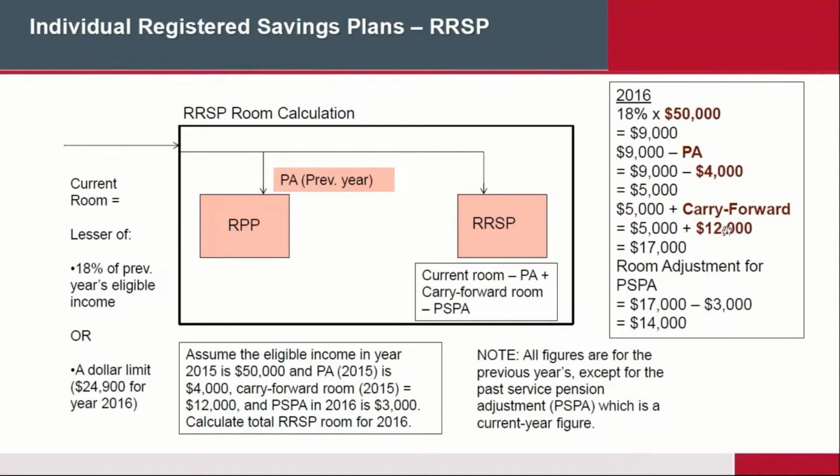So you don't lose the carry forward. It just keeps on multiplying year after year. So therefore, it's a plus. If you notice, it's a plus. So the carry forward is $12,000. So it's $5,000 plus your 12 is $17,000.